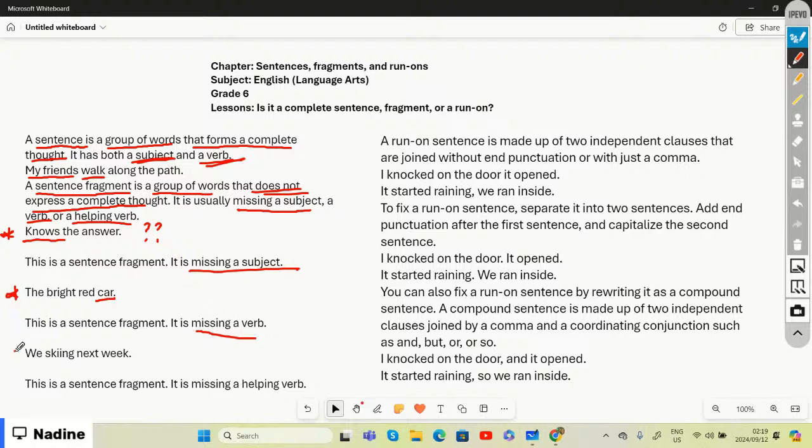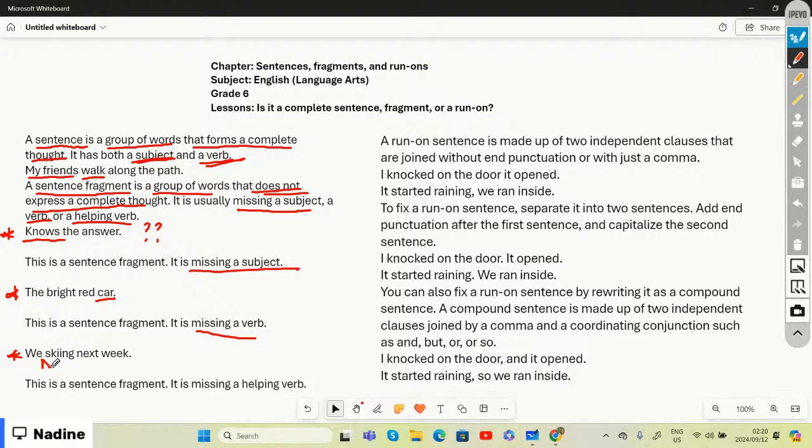Then we're looking at the next one. It says, we skiing next week. We skiing next week. If we look at that sentence, it says, we skiing next week. There's something missing there in that sentence.